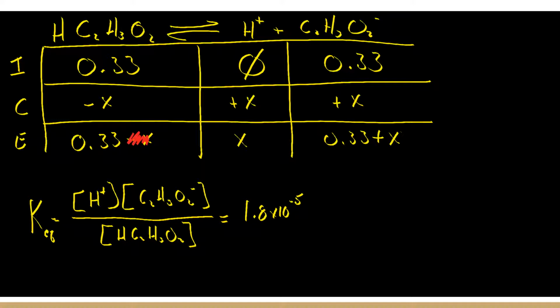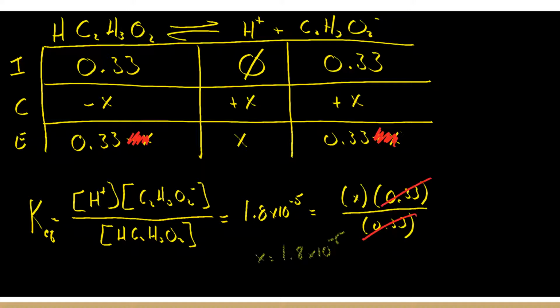So that means that in 0.33 minus x, that x is negligible. And then we have our other, sort of a bonus, 0.33 plus x. That x is also negligible. So when you go ahead and plug these new numbers in, you get 1.8 times 10 to the negative fifth is equal to x times 0.33 divided by 0.33. And then, of course, 0.33 divided by 0.33 is just 1, so those cancel out. And that means that x is equal to 1.8 times 10 to the negative fifth.